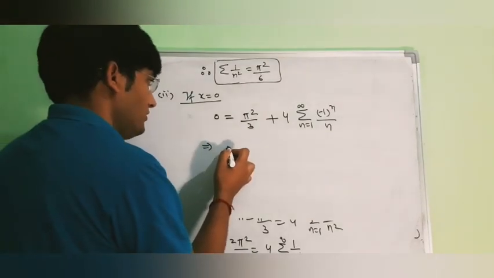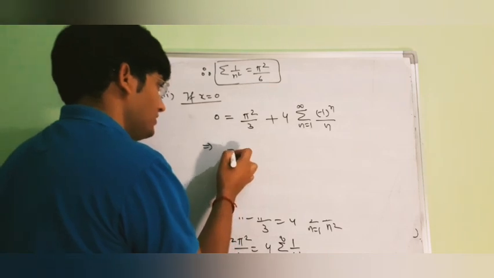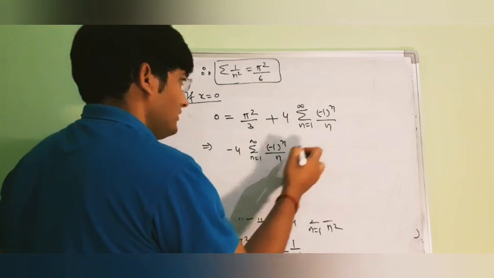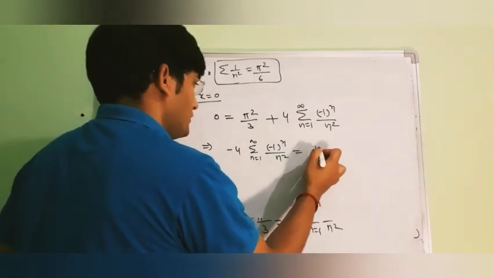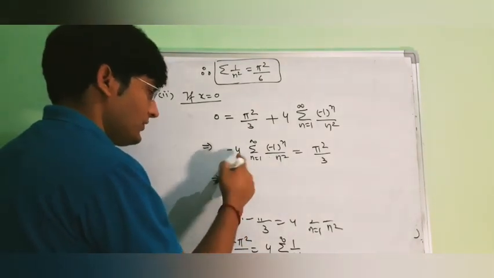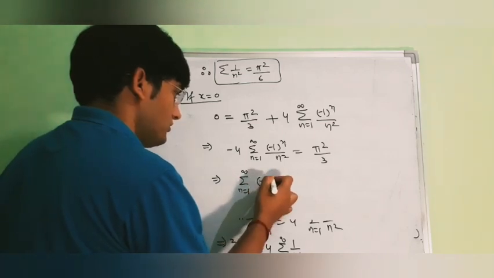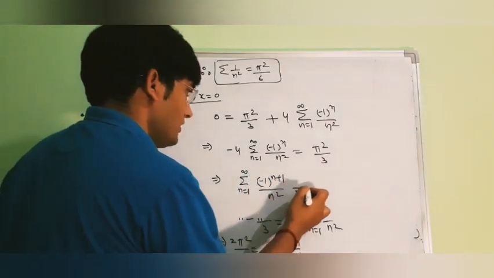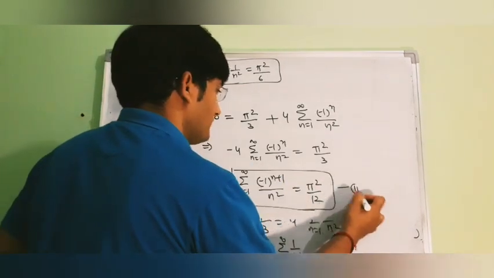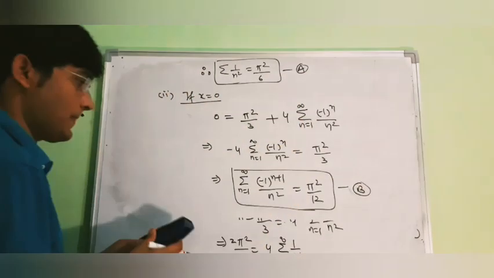Let us take this term on the left hand side, so this will be minus 4 times the summation n equal to 1 to infinity of minus 1 to power n upon n square, equal to pi square by 3. Now we can combine these minus signs, so the summation n equal to 1 to infinity of minus 1 to power n plus 1 upon n square is equal to pi square by 12. So this is the answer for the second part. This is equation number B, and that is equation number A.